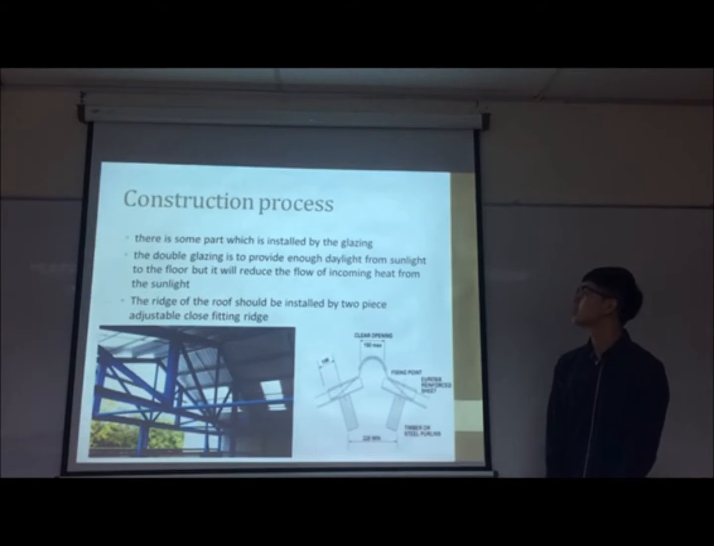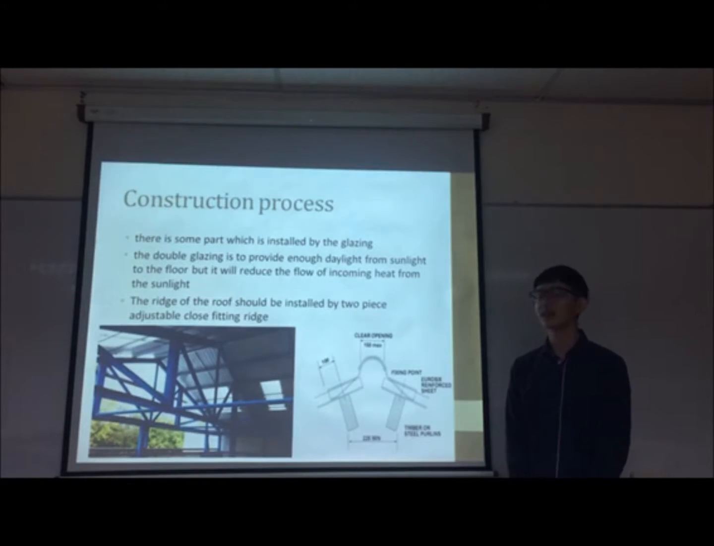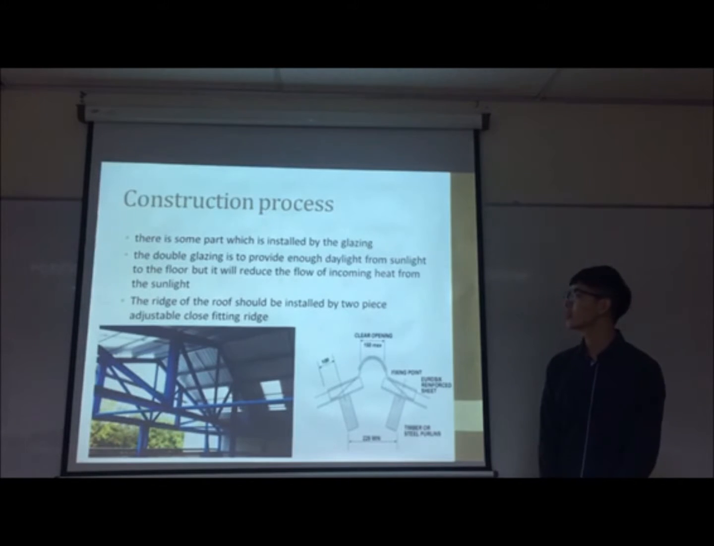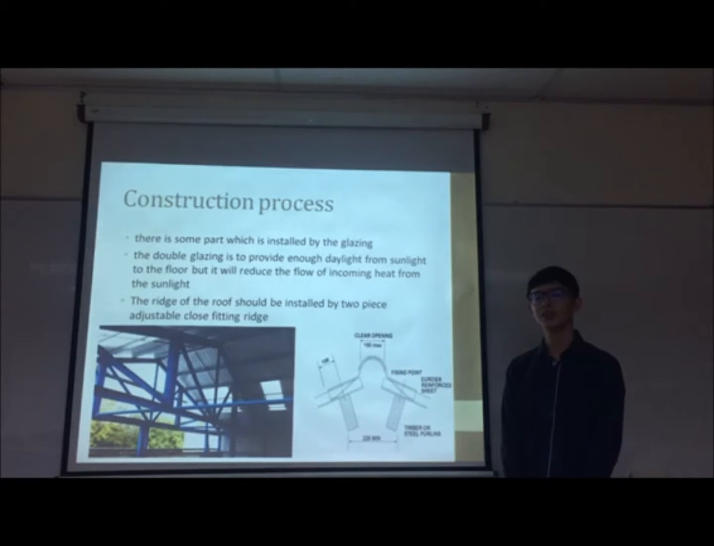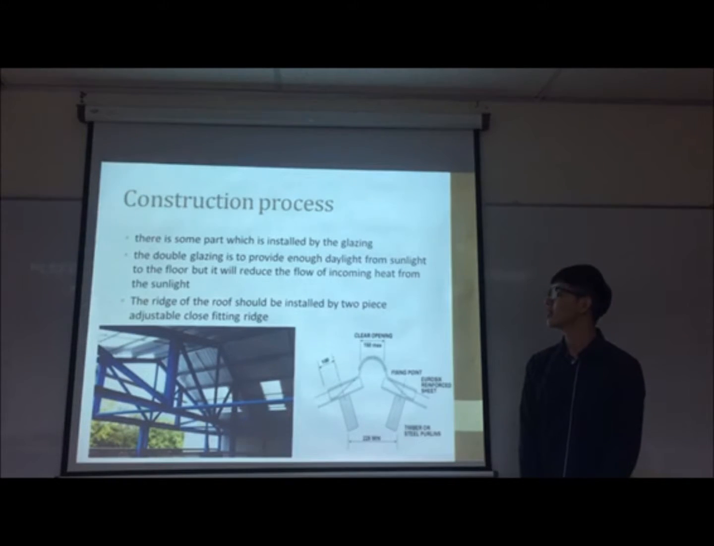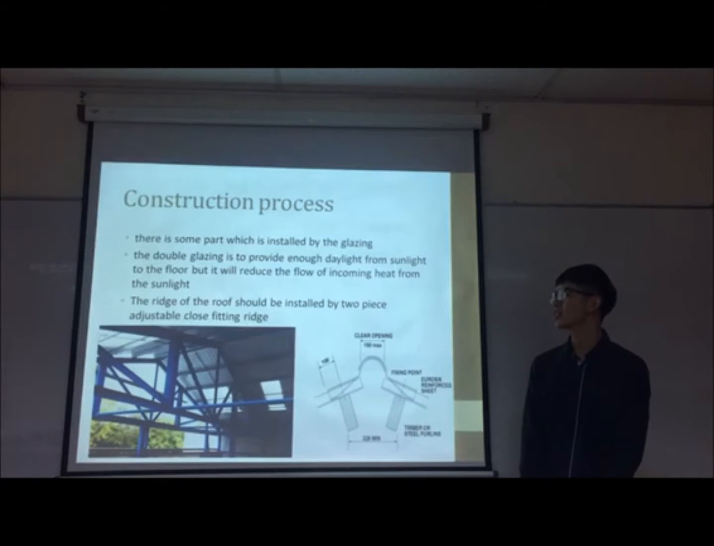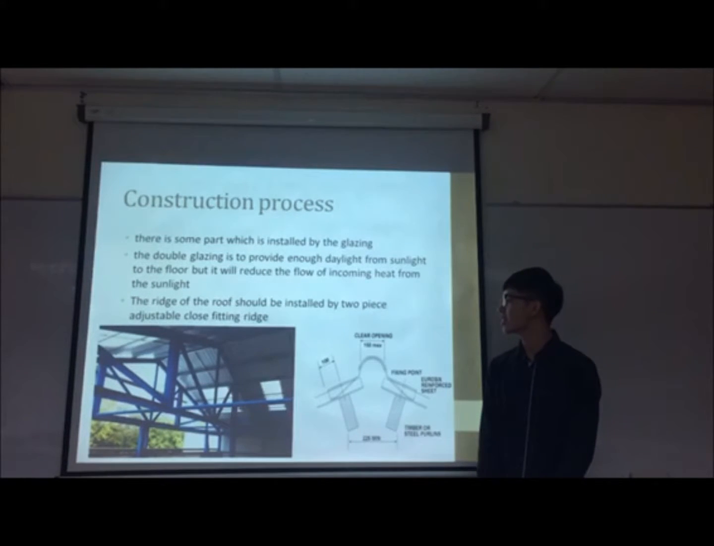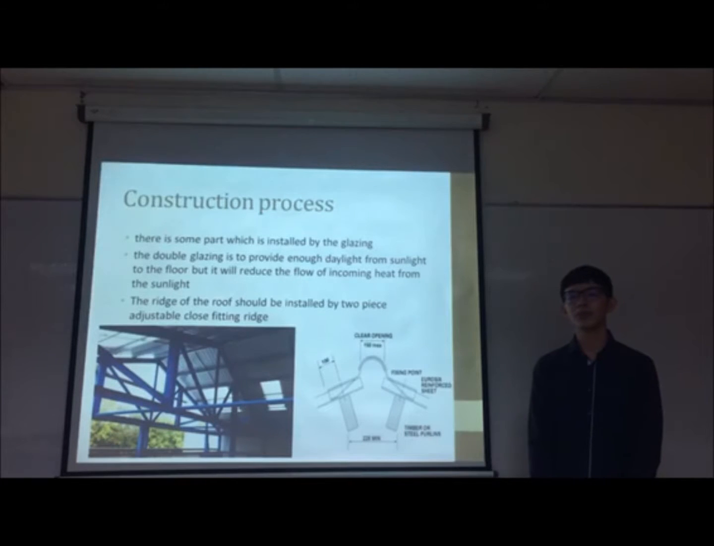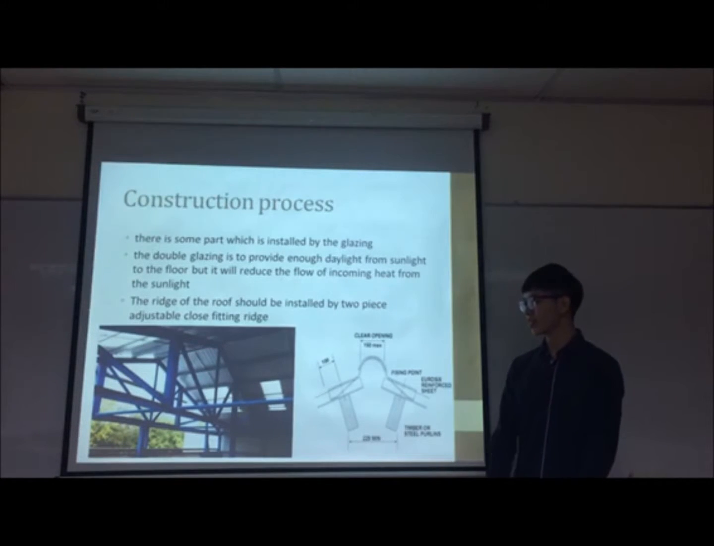There are some parts which are installed with glazing. We are using double glazing to provide enough daylight from sunlight to the floor, but it will reduce the flow of incoming heat from the sunlight. The edge of the roof should be installed with two pieces of adjustable close-fitting flashing to prevent the water coming into the building.